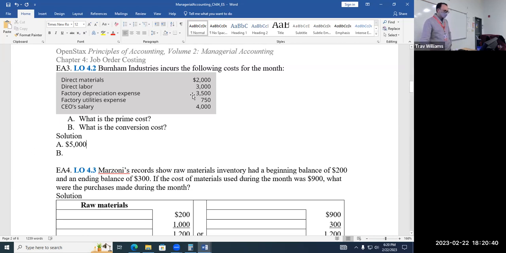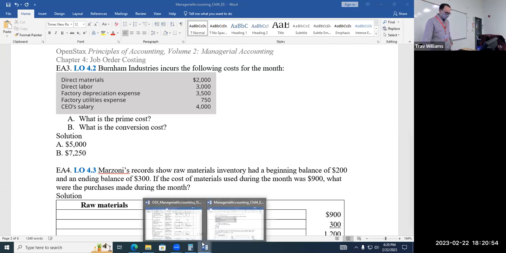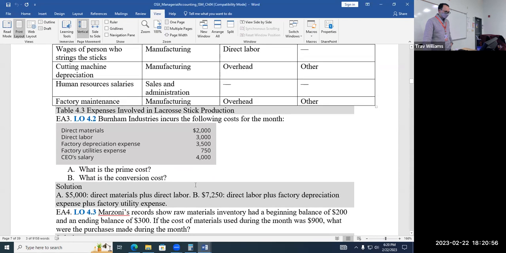So we're going to add direct labor, factory depreciation expense, and factory utilities expense. So I believe that's $7,250. Check the math here, okay?